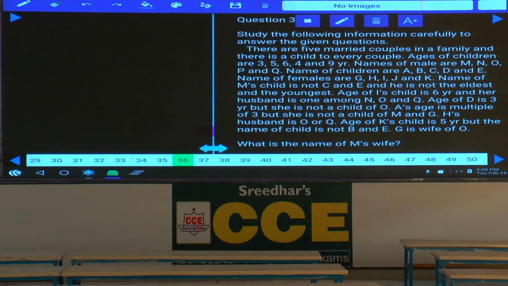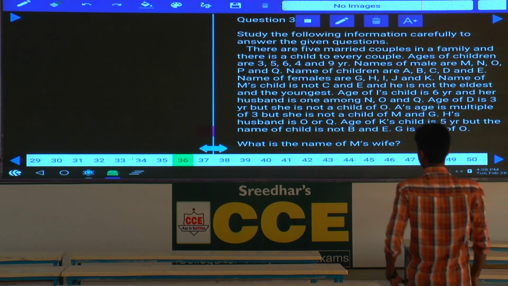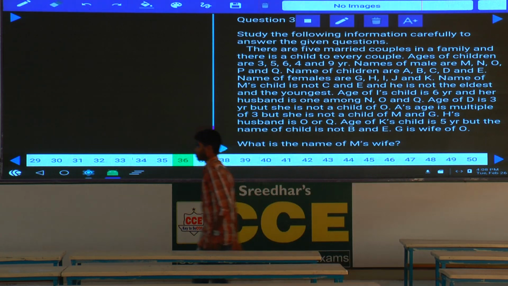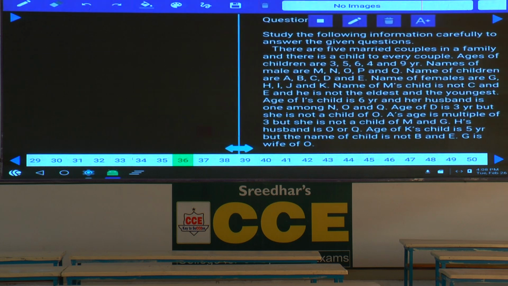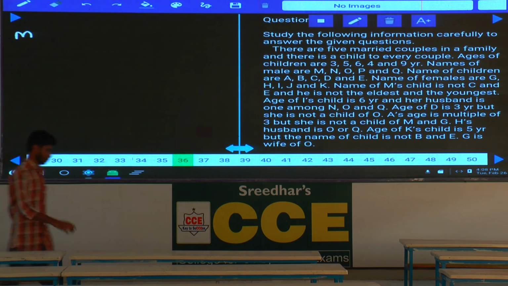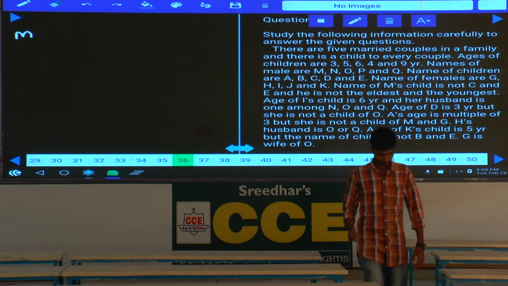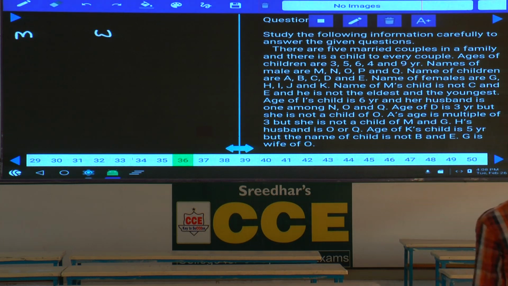There are 5 married couples in a family and there is a child to every couple. That means 5 married couples means 5 husbands, 5 wives, and 5 children. Now, first let us take men, next one women, isn't it? Next one children.